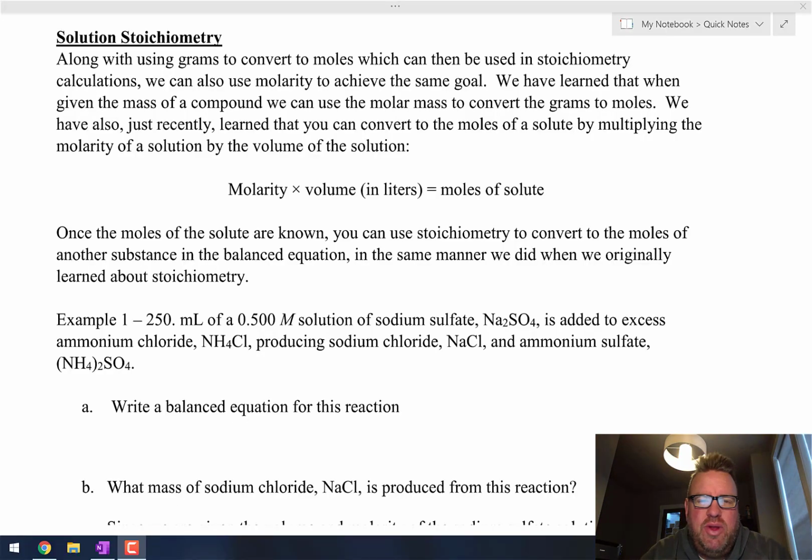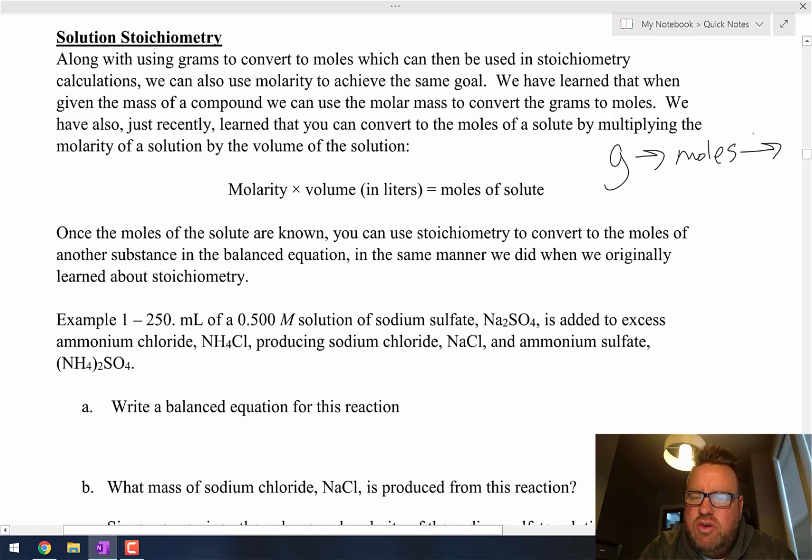Earlier this trimester, we learned how to use stoichiometry. You take the grams of a substance, convert that to moles, and then use the balanced equation to convert from the moles of one thing to the moles of something else. Typically when you do stoichiometry, you start with the grams of the substance. We've also learned with gases that you can use n equals PV over RT to find the moles.